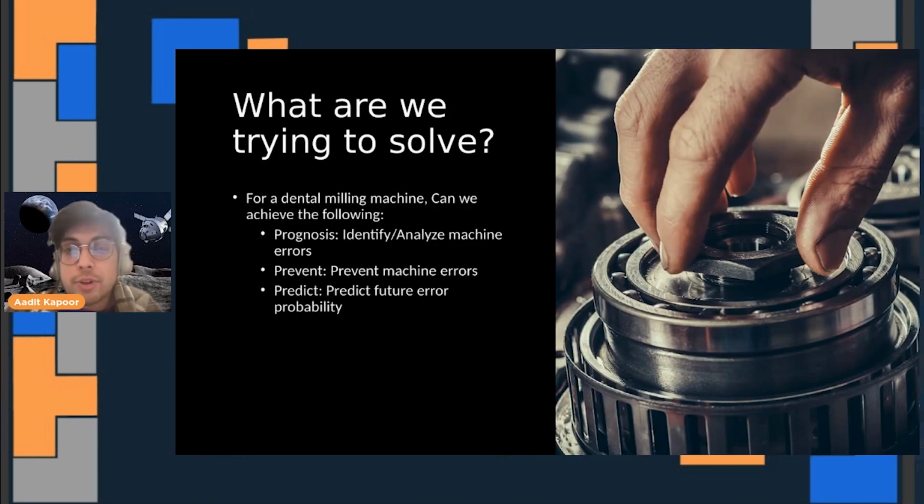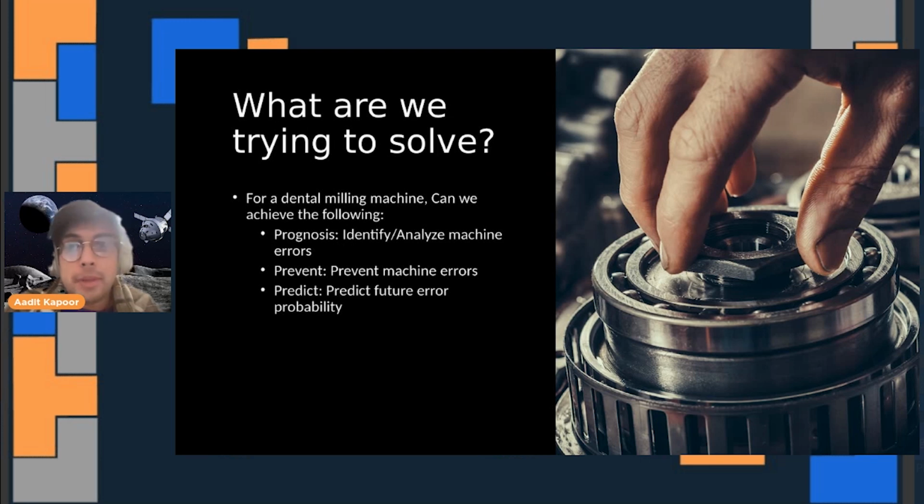So what are we trying to solve? For a given machine, and this could be any machine, but in our case a dental milling machine, we are trying to solve, using all the data stored, the following. I call these the three P's. First P is prognosis. Can we identify or analyze the machine errors? Then prevent. Can the machine errors be prevented? And predict. Can future errors of a machine be predicted?